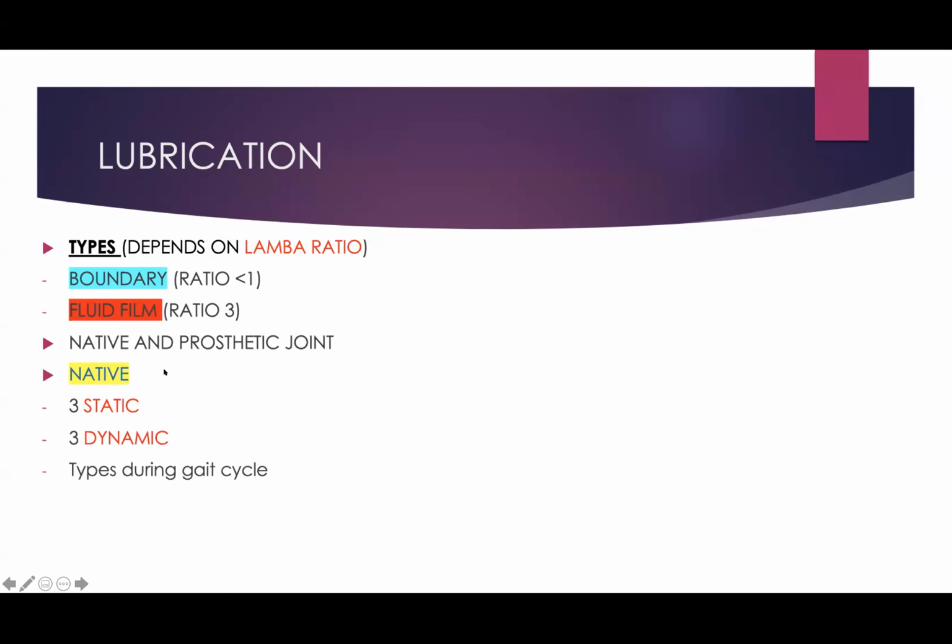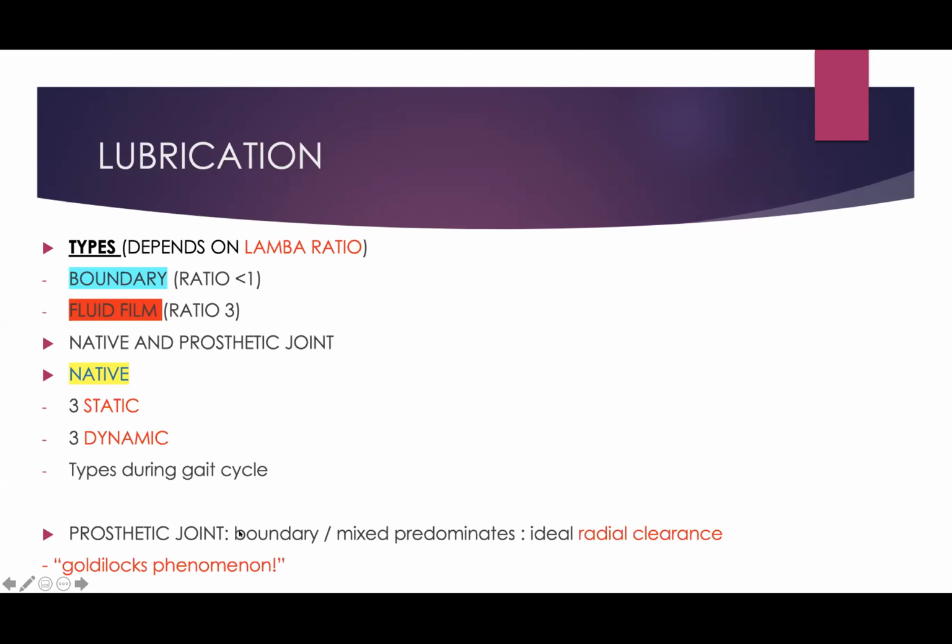And I would break the native joint up into 3 static and 3 dynamic types, okay? And you need to know about the types which occur during the gait cycle. And these are all parts of the fluid film lubrication that you see in the native joint, okay? With the prosthetic joint, you try to get fluid film, but you mainly get boundary or a mixture of the two, okay? And you need to know about this concept of ideal radial clearance. And I'm going to talk to you guys about the Goldilocks phenomenon. That's something that I've made up. It's not in the book, so don't quote that in the exam, but it's just a way of remembering it.